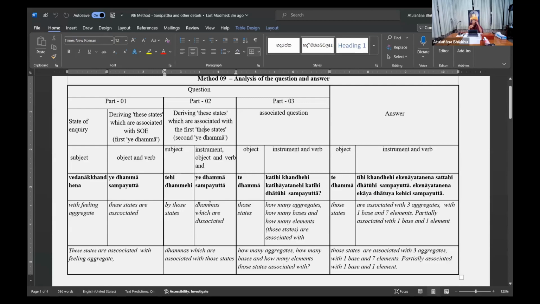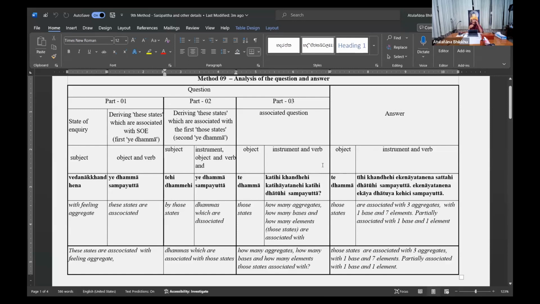And then we move to the third part of the question, which is the question on association. Te Dhamma, those states, this one is straightforward. Kati Khandehi, Kati Hayatani, Kati Dhātuhi Sampayutta. How many aggregates, how many bases, and how many elements are those states associated with, right? You're asking this question, and finally we have the answer here.